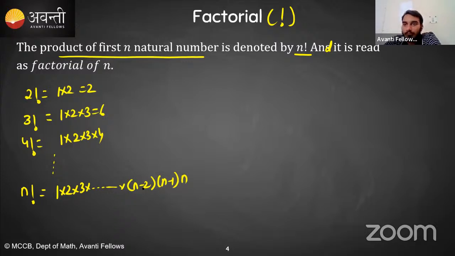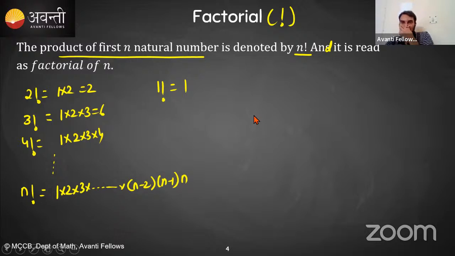Is this clear, everyone? So the factorial definition is very simple. Similarly, what is 1 factorial? The product of the first natural number, 1. What is n factorial? N factorial means the product of the first n natural numbers. The first n natural numbers are 1, 2, up to n, so take the product of them, and that is nothing but a factorial. Is this clear, students? Any doubt in this? It's very easy.